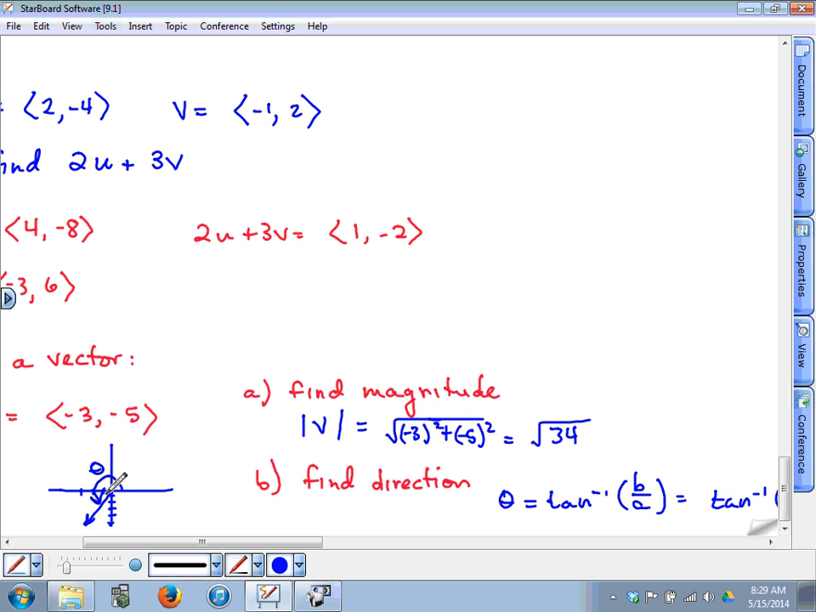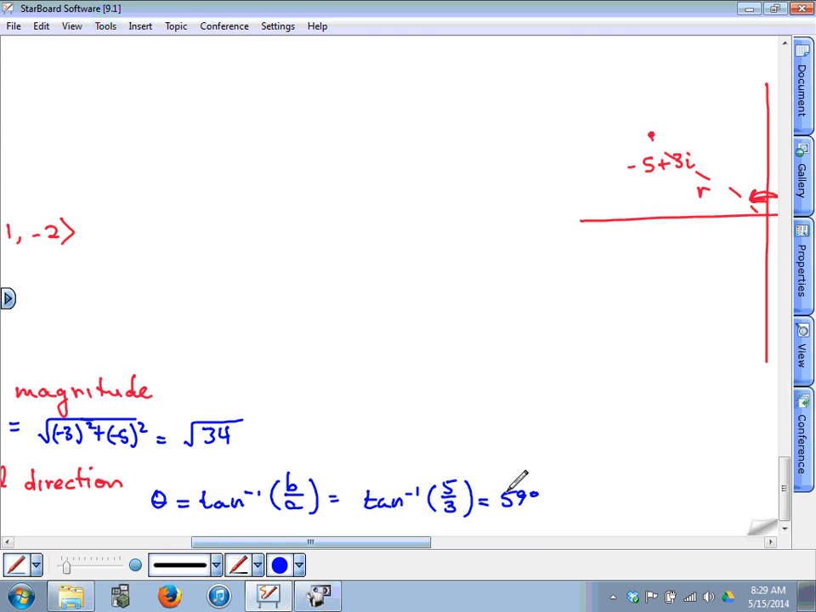Okay? Where our vector is pointing down into the third quadrant. So that means 59 degrees is a reference angle. You have to add that to 180. Exactly. So 59 degrees plus 180 is what? 200 and... So that would be the direction then of the vector. Almost exactly the same thing that we did in chapter 8 with polar form of complex numbers.